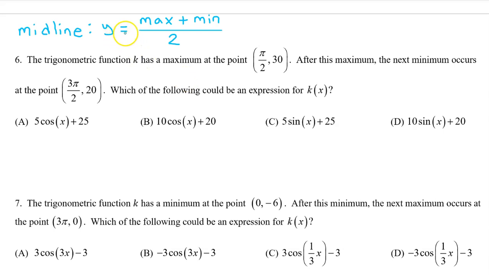The midline is always y equals the average of the maximum value and the minimum value. So y equals max plus min divided by 2. In this case, the maximum value is 30 and the minimum value is 20. So the d value will be 30 plus 20 divided by 2. That's 50 divided by 2, which is 25. So we can eliminate options B and D, which have the wrong d value.